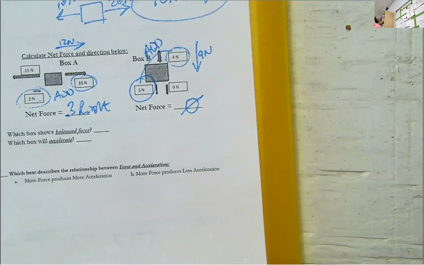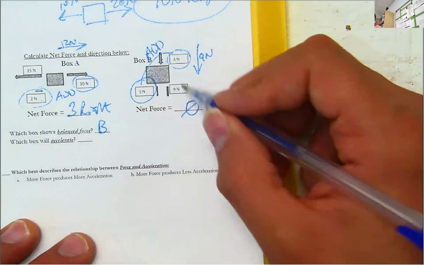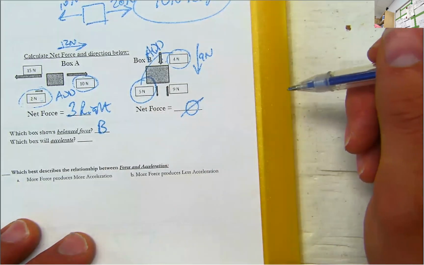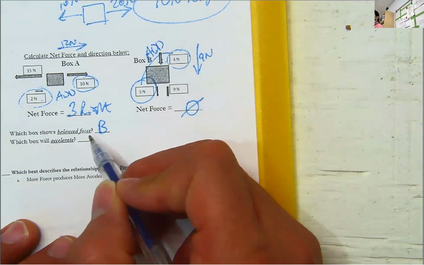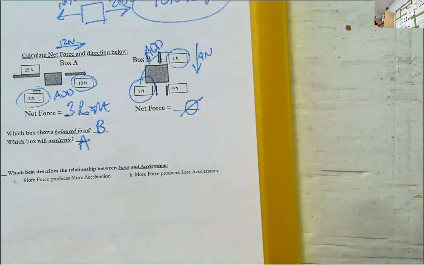Which box shows balanced force? Box B does, because they're balanced. 9 in one direction, 9 in the other direction. Which box will accelerate? In other words, which will change its motion or move? That's box A, because those are unbalanced.